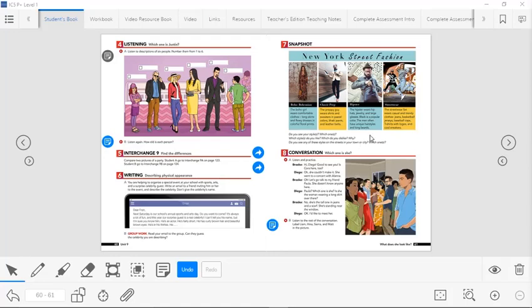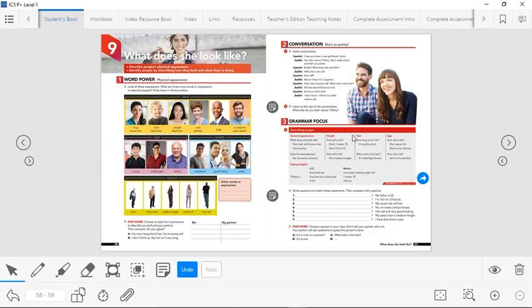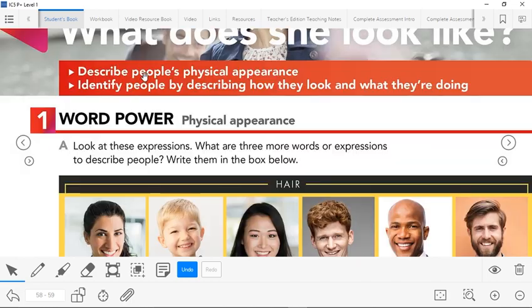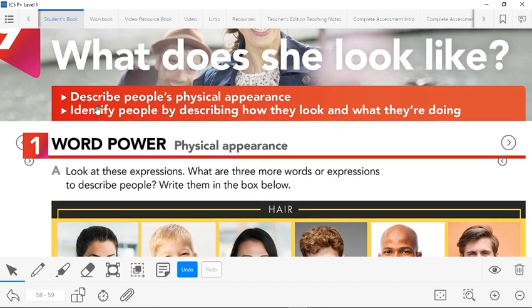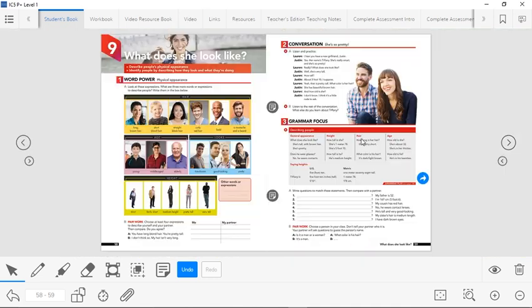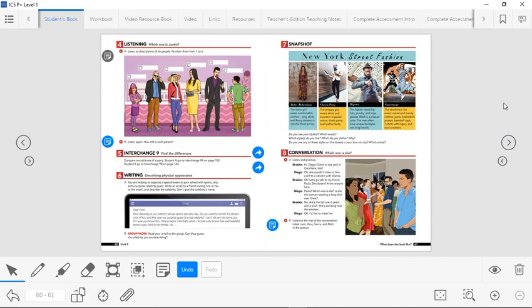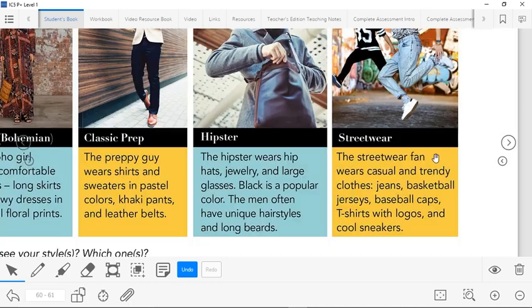Today we're going to be continuing with the second part of Unit 9. If you remember from the last class, we were talking about descriptions and the appearance of people. If you remember the objectives, we describe people's physical appearance. But today we're going to be seeing how to identify people by describing how they look and what they are doing. And it's going to be quite interesting actually. Okay? But to start today, we have a snapshot.